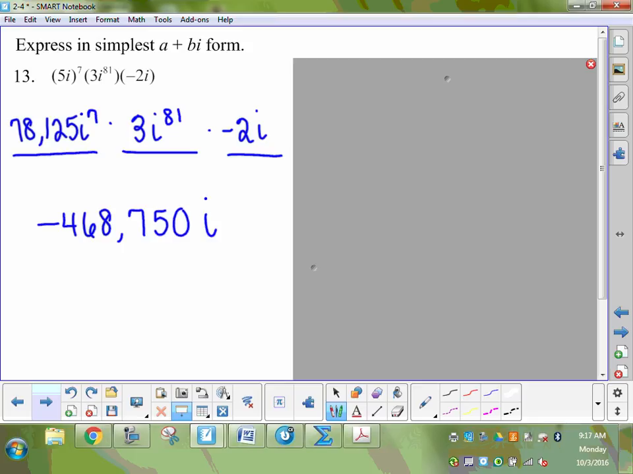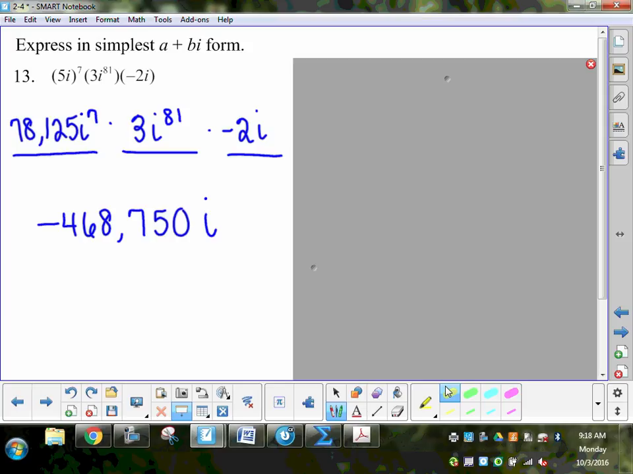I have 3 i's here, and we should remember our algebra rules from Algebra 1. When we have like bases, what do we do to the exponents if they're multiplied together? Add them. So I need to take 7 plus 81 plus 1. What's 7, 81, and 1 going to give me? 89. Now I need to figure out what i to the 89th power is the same as.